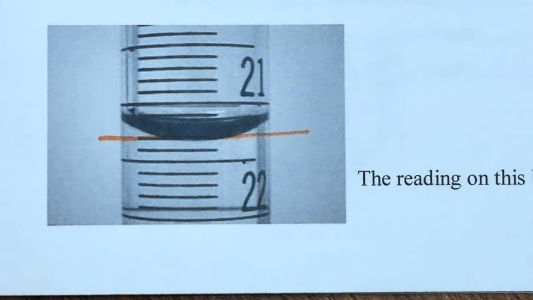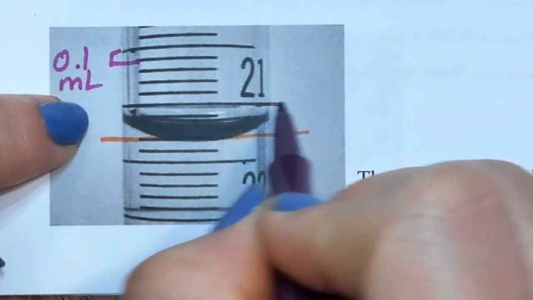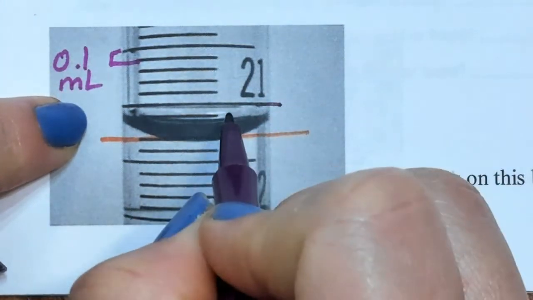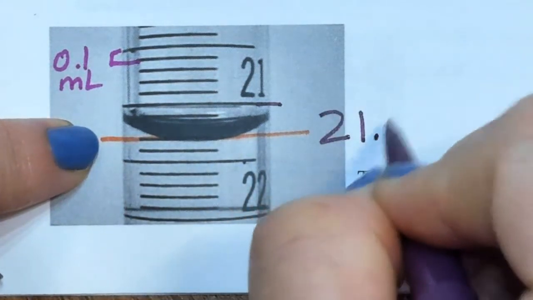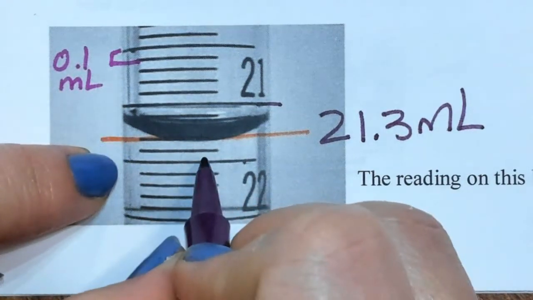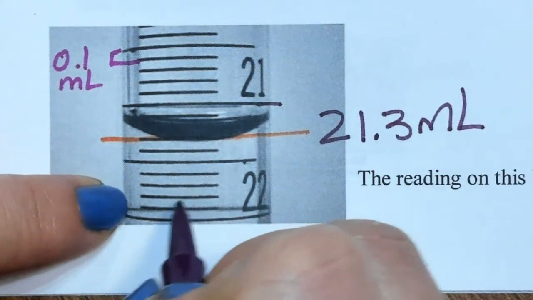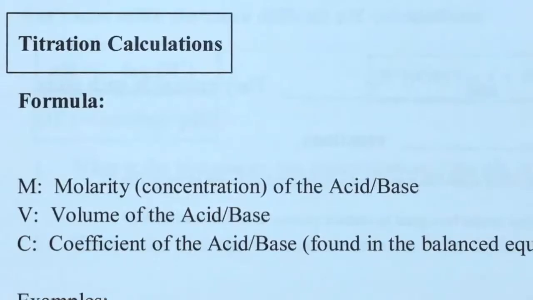It's important to note that each one of these is about exactly 0.1 milliliters. And so as we read this burette, here is 21.0, 21.1, 21.2, that makes this 21.3 milliliters. And then that would be 21.4, 21.5, 21.6, 21.7, 21.8, 21.9, 22.0 is how that would be read.